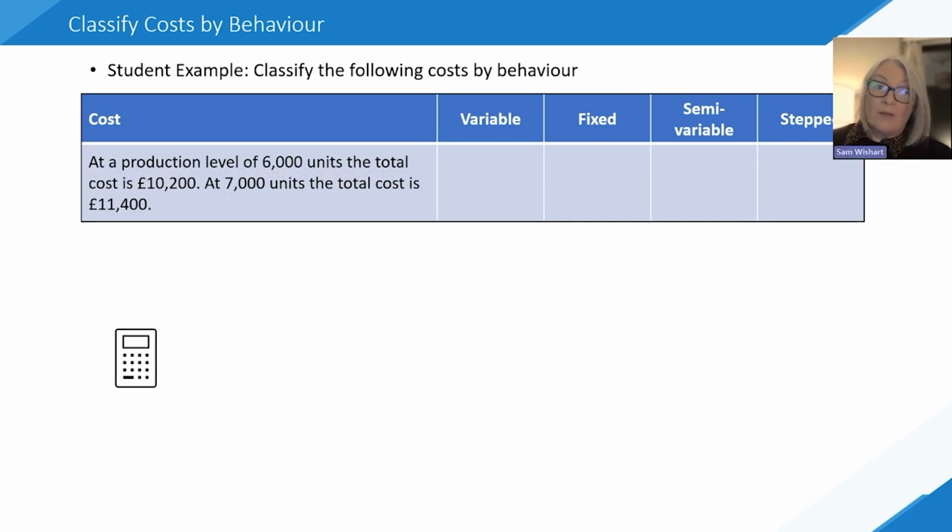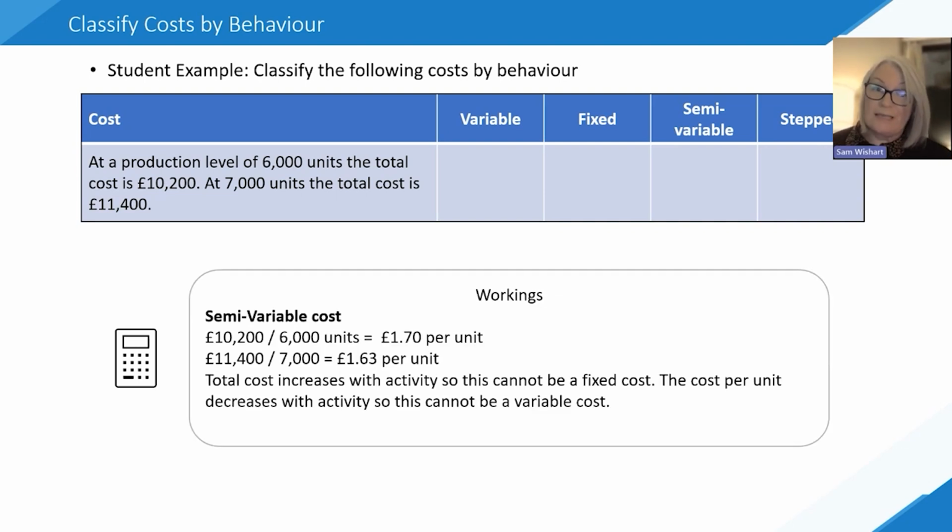In this case, we have some total cost again. We can see that the cost is increasing with activity, but again, is it increasing in direct proportion to activity? Again, if we calculate out the cost per unit, that will help us. If the cost per unit is the same at each level, then we know this is a variable cost.